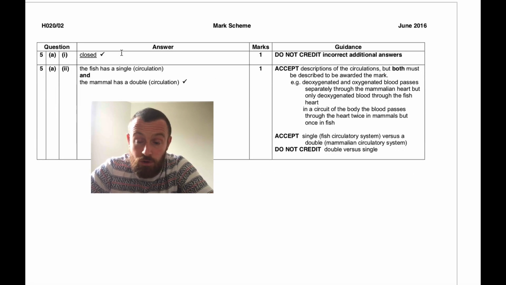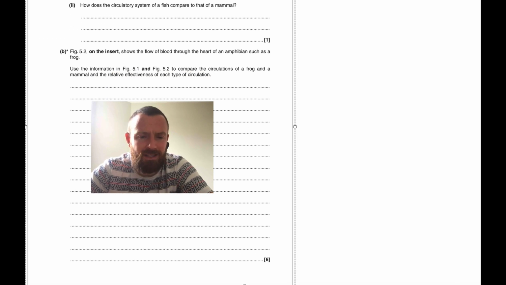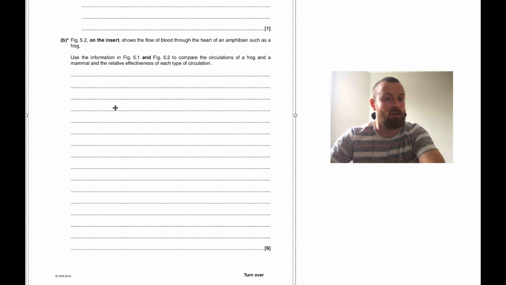Okay, so fish is closed. The fish has a single circulation and the mammal has a double. Got to say both. You can't just say fish has a closed system. Okay, right. Another big 6 marker. Fantastic. Let's strategize again, okay?